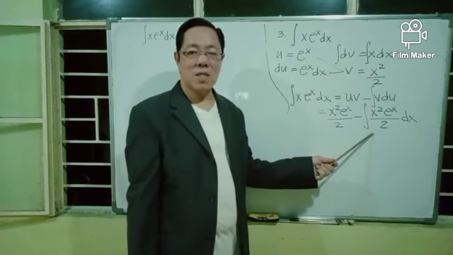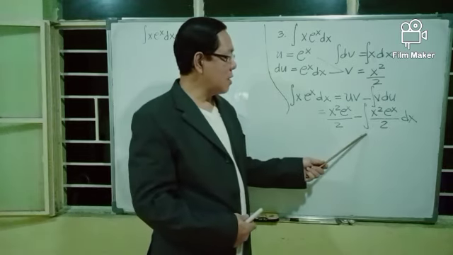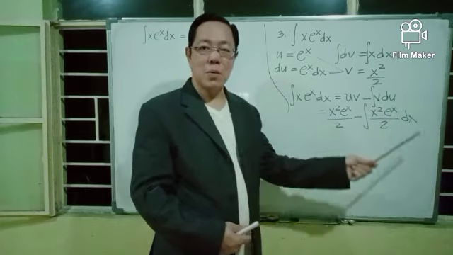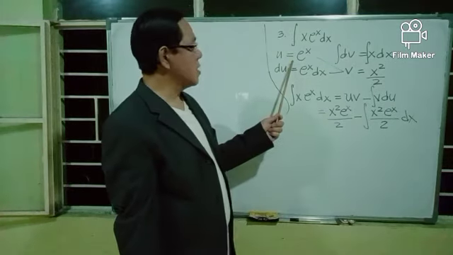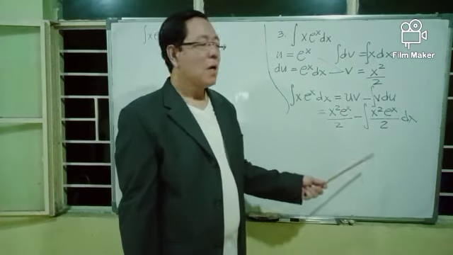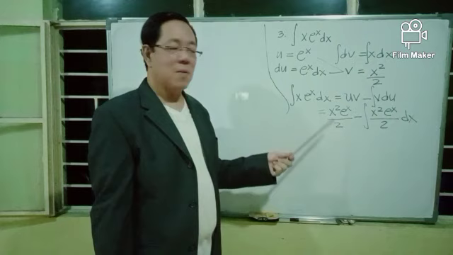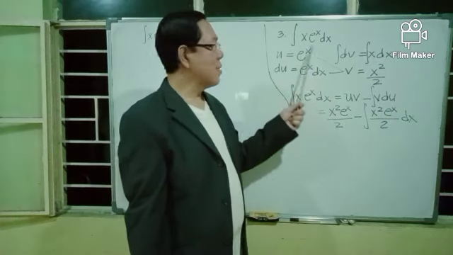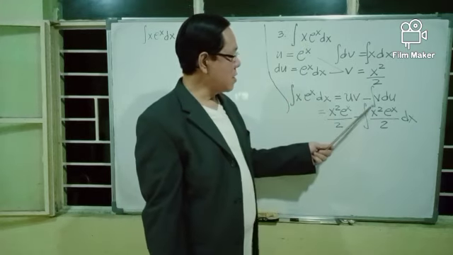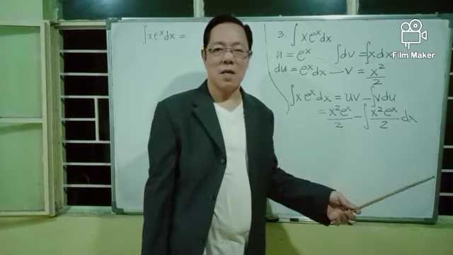And this is what I was telling you earlier, that if you find it difficult to integrate the resulting integral of v du, then you must have made a mistake in the choice of u and dv, as in this example. So we will change our u and our dv. In this first attempt, we let u equal e to the x. Now I will take u to be equal to x and see if we will have an easier integral v du that we can integrate easily.